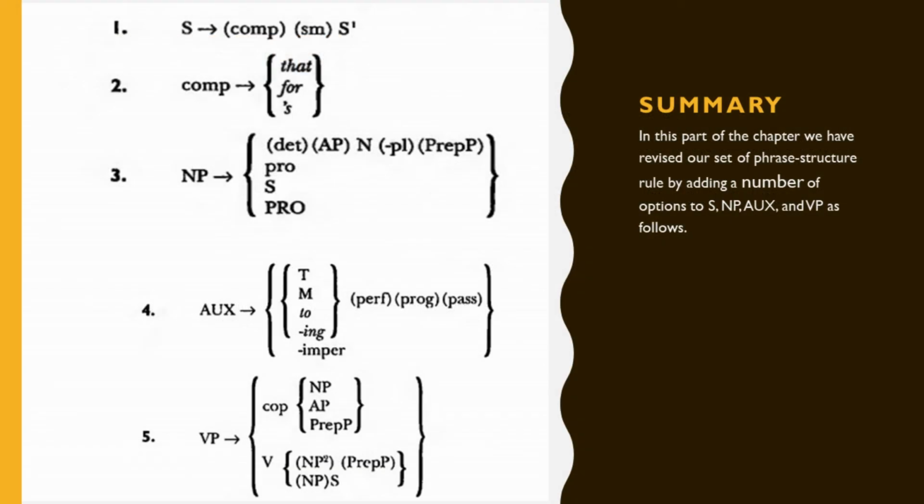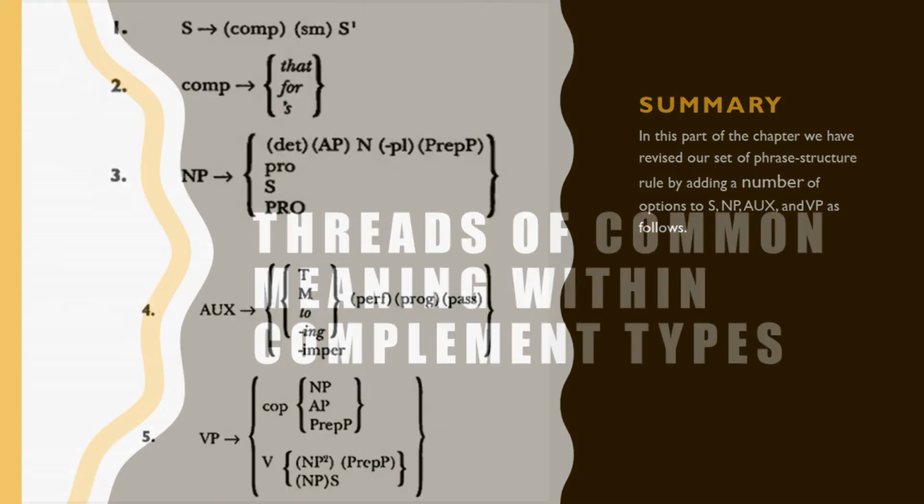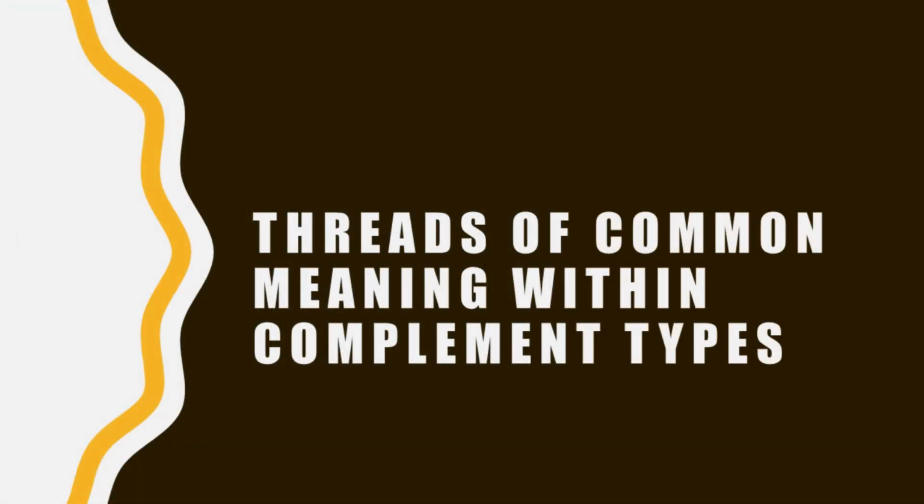In this part of this chapter, we have revised our set of phrase structure rules by adding a number of options to sentence, noun phrase, auxiliary, and verb phrase as follows. These revisions allow us to generate all the that clauses, infinitives, gerunds, and subject participle constructions that we have discussed in this chapter. So let's proceed to the threads of common meaning within complement types.